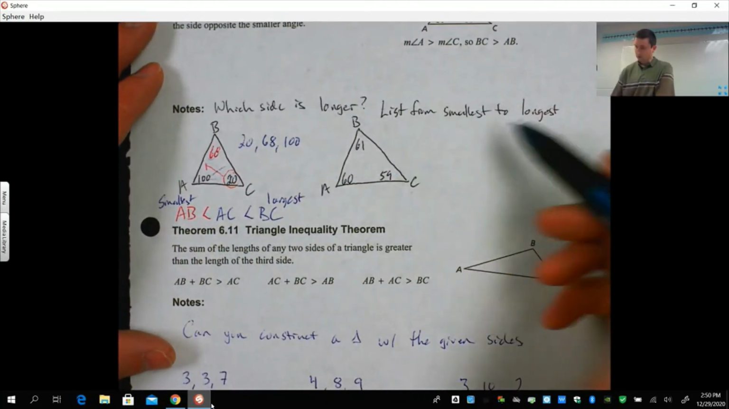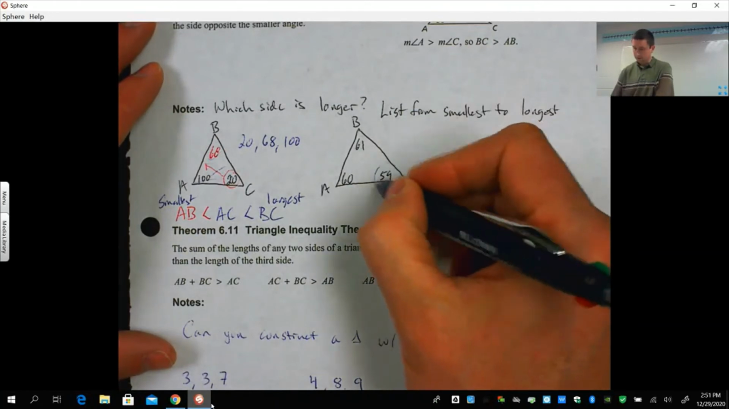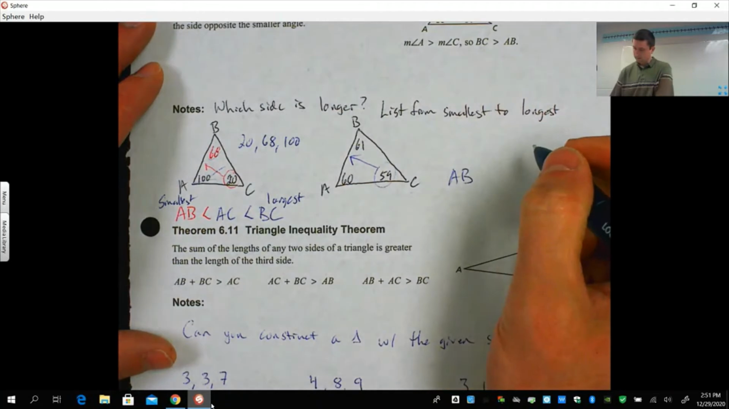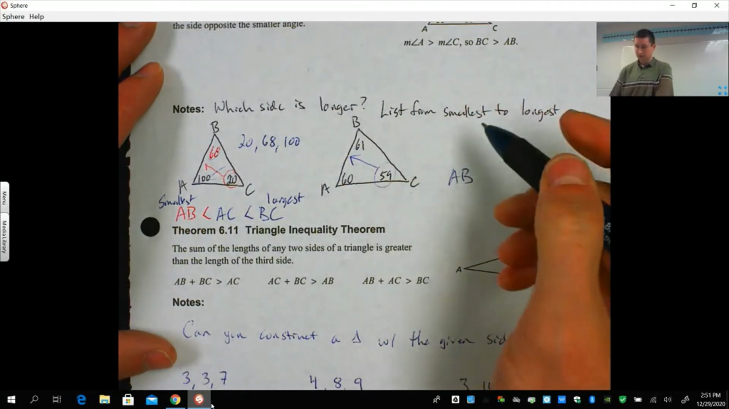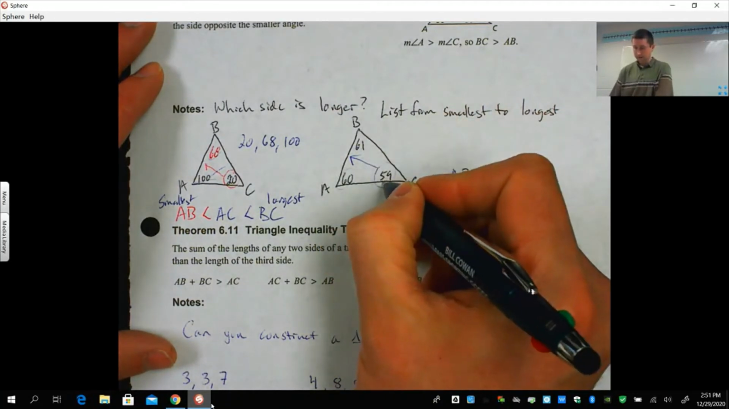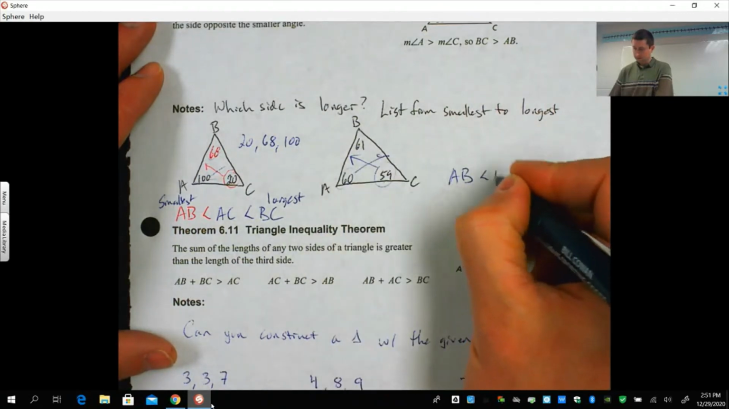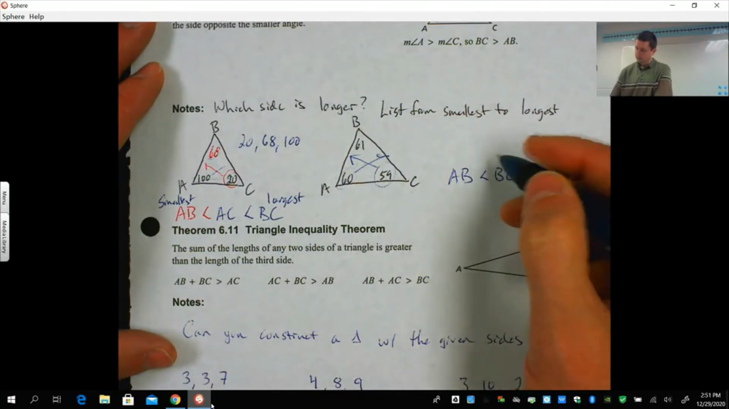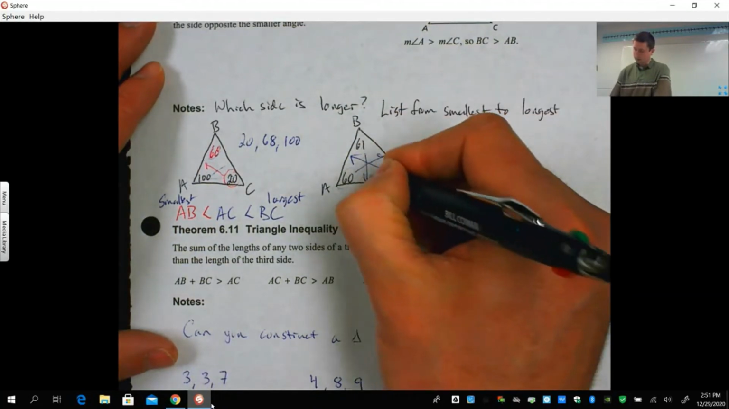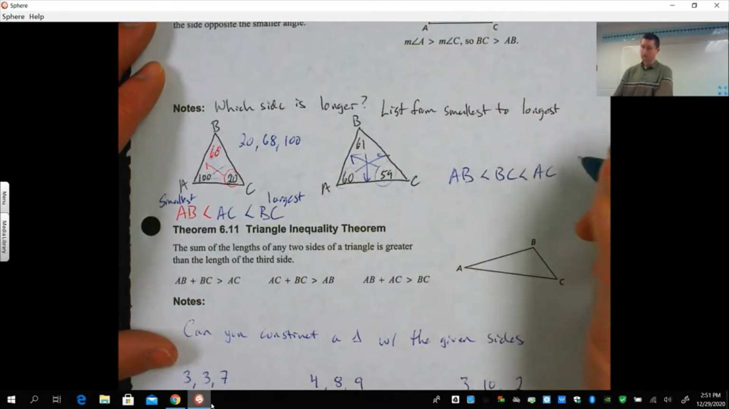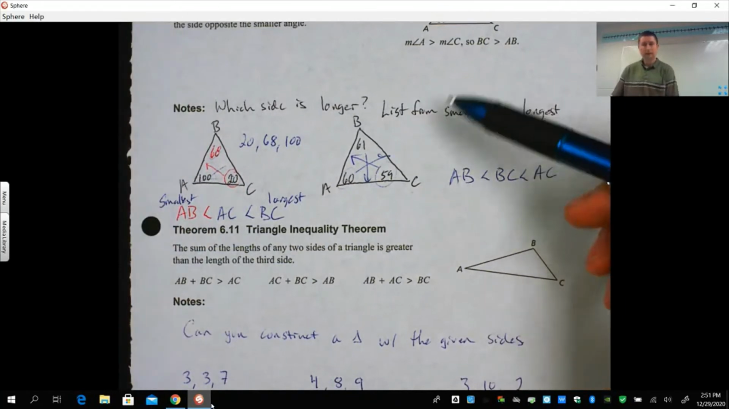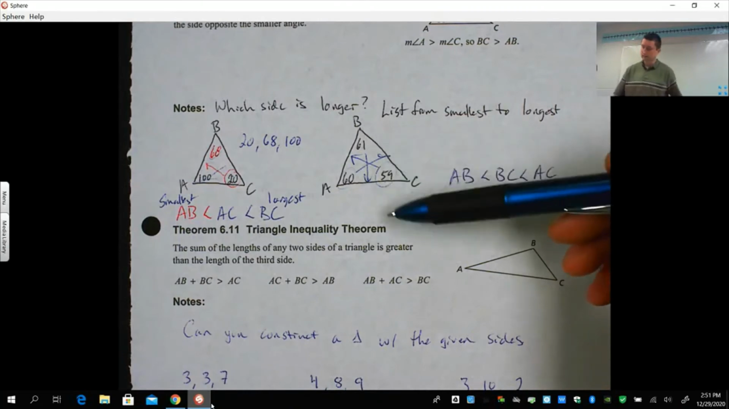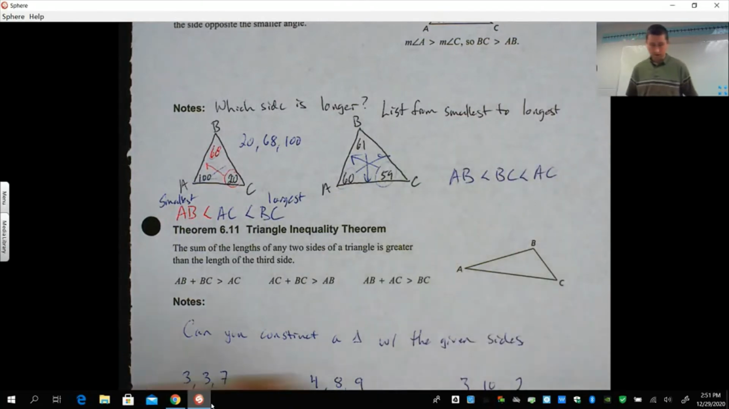Okay, smallest to largest, look for the smallest angle. It's 59, go opposite, and we're going to start with AB again. Now my second largest is 60, so 59 to 60, that's going to be BC. So AB is less than BC, or BC is greater than AB. And then my biggest one is 61, that goes to AC. So when you're doing these, you're just basically looking for the angles. You're listing them from smallest to largest, and then listing the sides opposite them, smallest to largest.